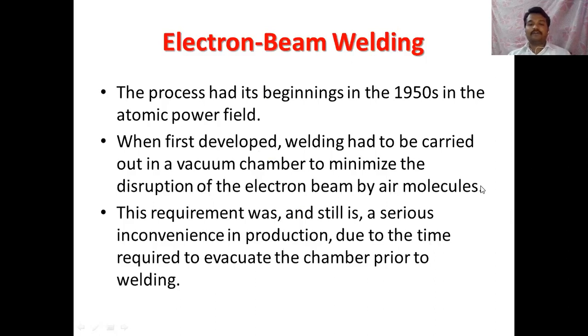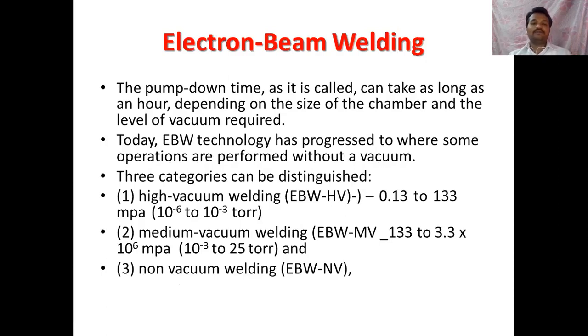As we can see in this slide, when electron beam welding was initially developed, the welding was carried out in a vacuum, because the electrons generated in the process were susceptible to disruption by air molecules. Air molecules reduce the speed of electrons, and subsequently the quality of the weld is affected. So there was a requirement for the process to be carried out without the vacuum. Removing the air from the chamber is called pump down time, and it can take as long as an hour, depending on the size of the chamber and the level of vacuum required.